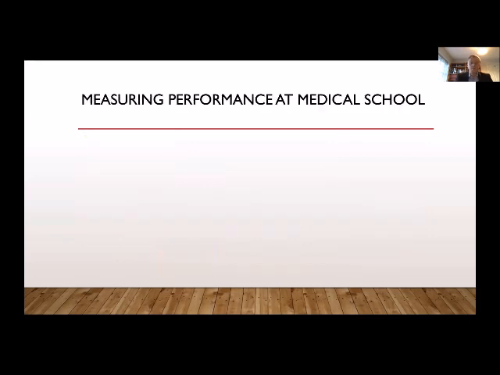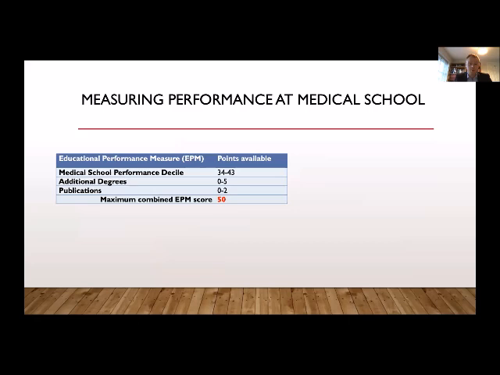How do we measure performance at medical school? Well, we don't have a medical licensing assessment in the United Kingdom, unlike, for example, in the United States. This is due to be imposed in the UK, but at the moment we use two scores, first of which is called the Educational Performance Measure. This is a programmatic assessment where medical school graduates are awarded up to 43 points, depending on which decile they fall into at the end of their medical training.